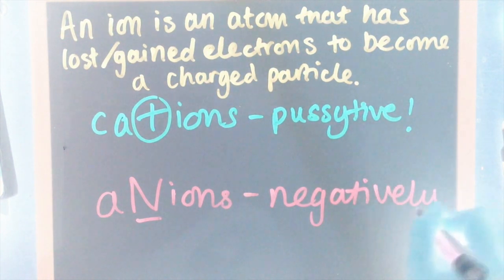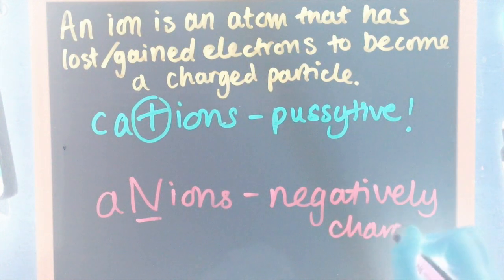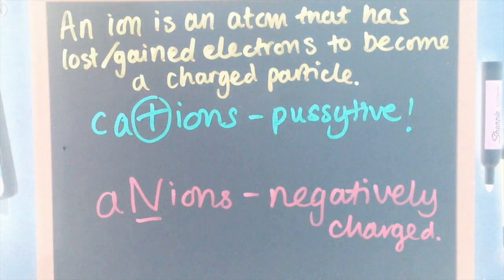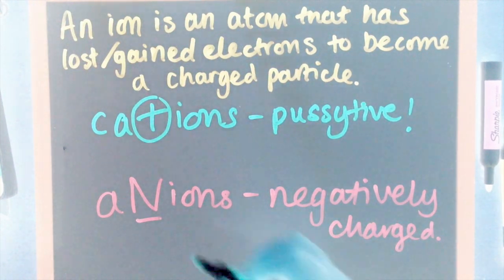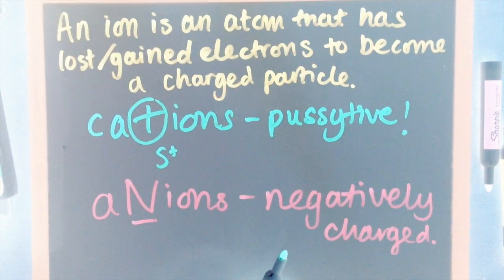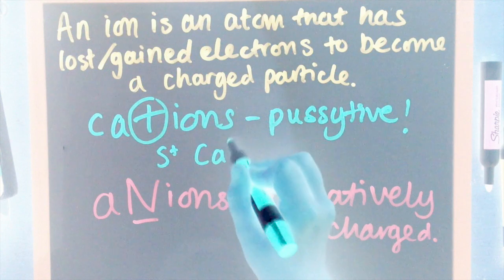So there are two types: cations, which are positive and are ready to lose electrons, and anions, which are negatively charged and are ready to gain electrons, both in the pursuit of having a stable outer shell, just like the noble gases, of 8 electrons in the outer shell.